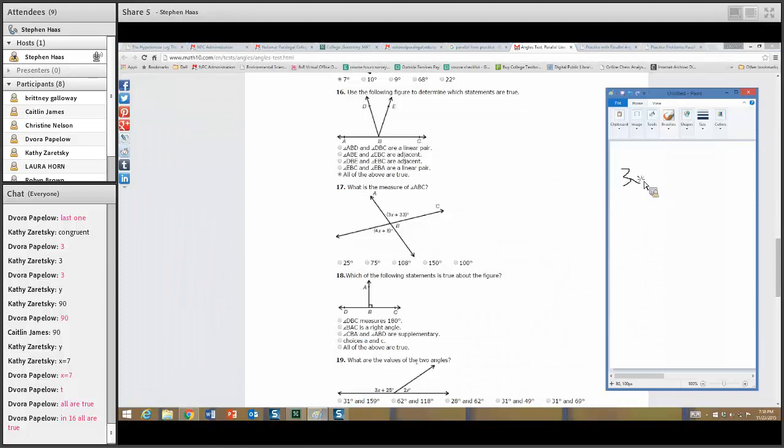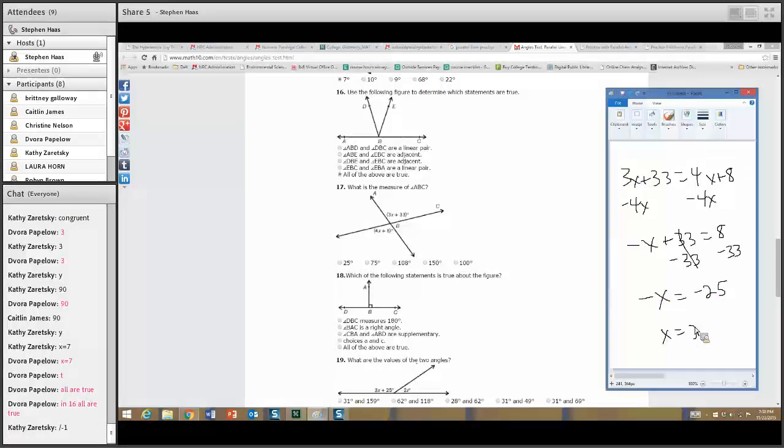Okay, what's the measure of angle ABC? So 3x plus 33 equals 4x plus 8. Well, no problem. Let's subtract 4x from each side. So you get negative x plus 33 equals 8. Subtract 33 from each side to isolate the x. So you get negative x equals negative 25. Multiply each side by negative 1, so you can make them both positive. So x is 25. So the measure of ABC is 3 times 25, which is 75. 75 plus 33 is 108.